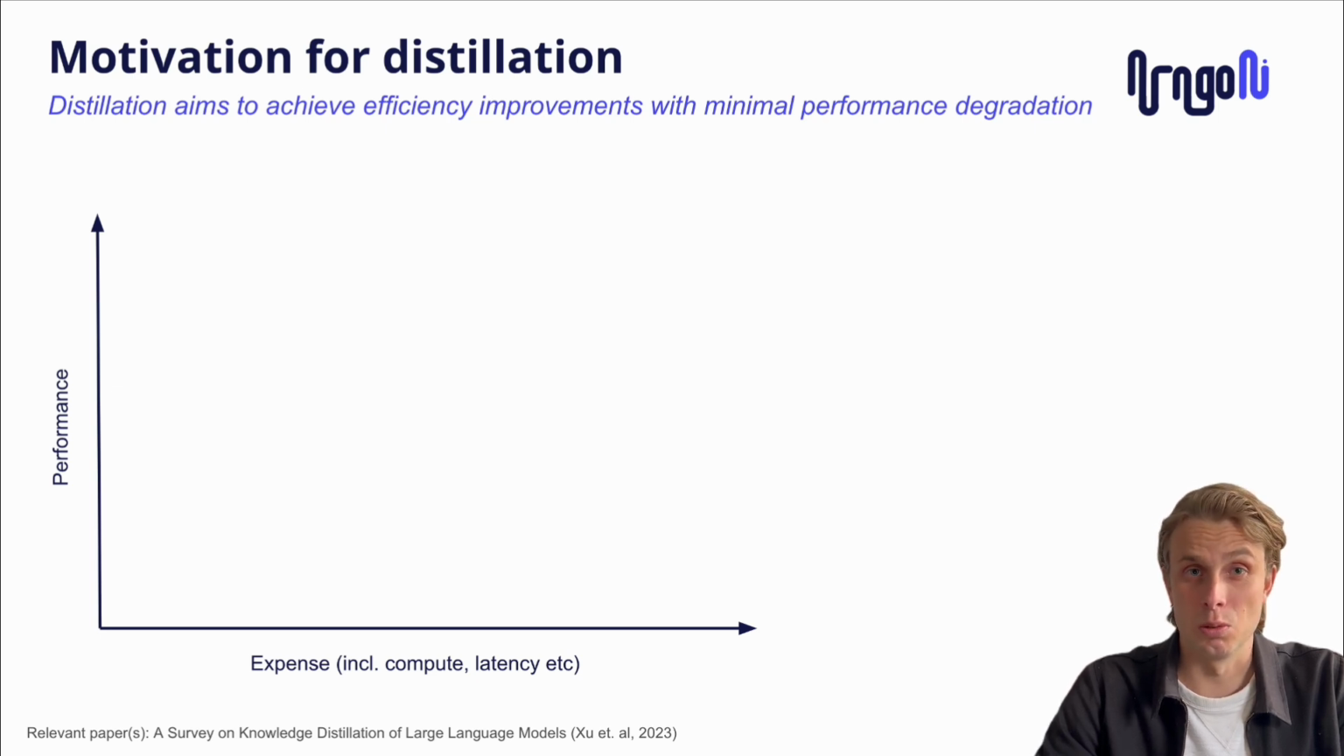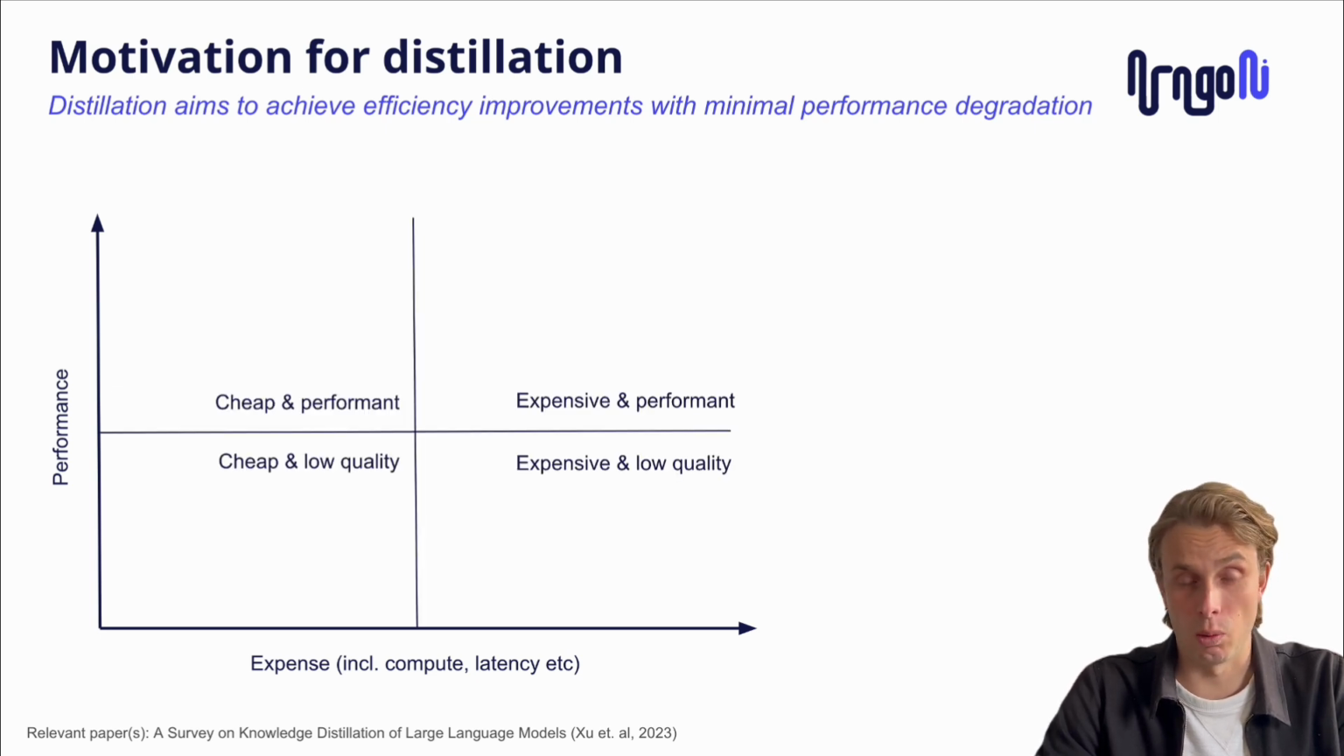So if we put this into four quadrants, we can think of the following demarcations. On the left-hand side, we have the effectively cheap models. And depending on where they are above this horizontal line at the middle here, they're either performant or low quality. And on the right-hand side, we have the equivalent, but for expensive models.